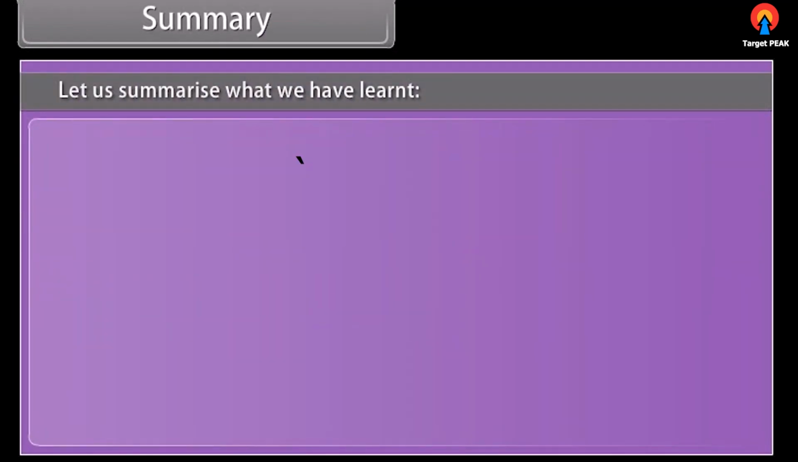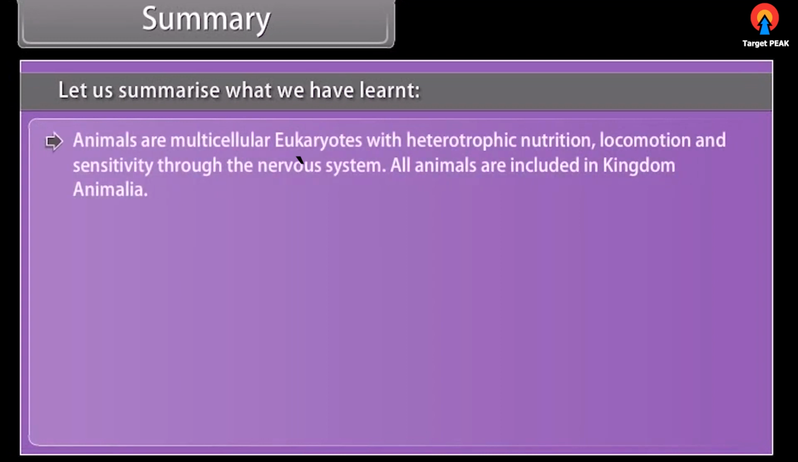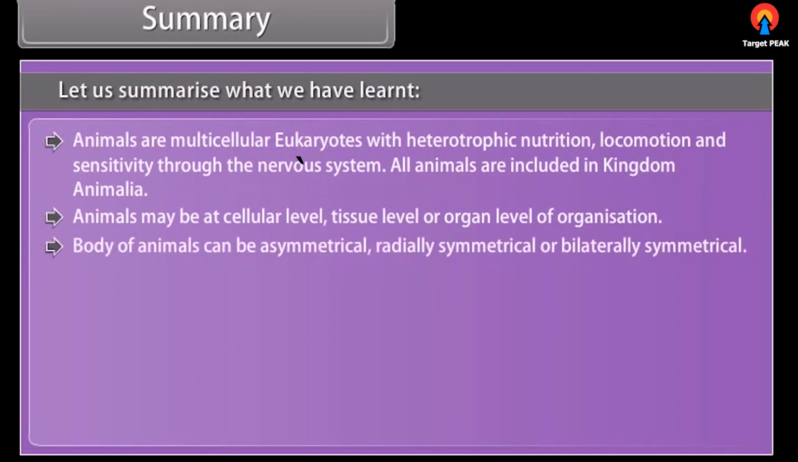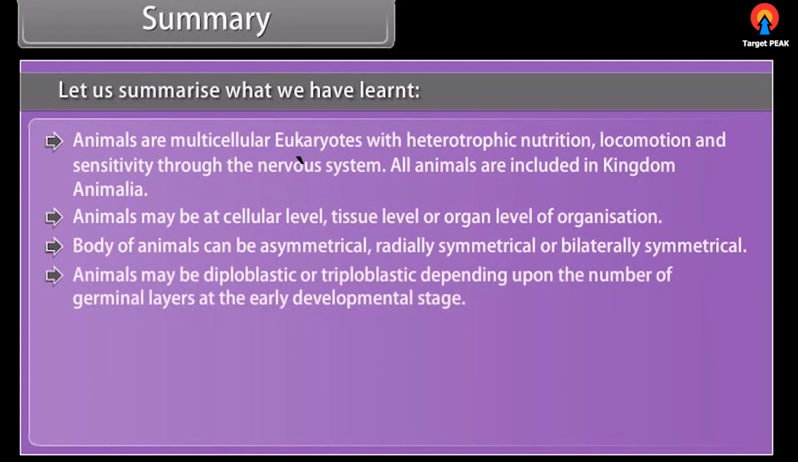Summary. Let us summarize what we have learned. Animals are multicellular eukaryotes with heterotrophic nutrition, locomotion, and sensitivity through the nervous system. All animals are included in kingdom Animalia. Animals may be at cellular level, tissue level, or organ level of organization. The body of animals can be asymmetrical, radially symmetrical, or bilaterally symmetrical. Animals may be diploblastic or triploblastic depending upon the number of germinal layers at the early developmental stage.